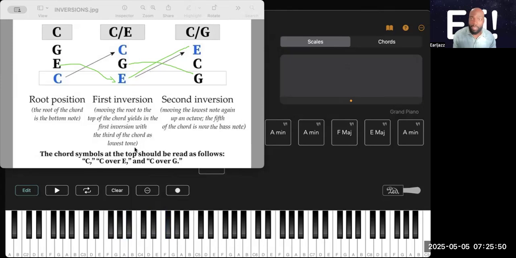All right, D minor, same rule. D goes up, first inversion. Second inversion, F goes up. So we have G major: first inversion, G goes up; second inversion, B goes up.